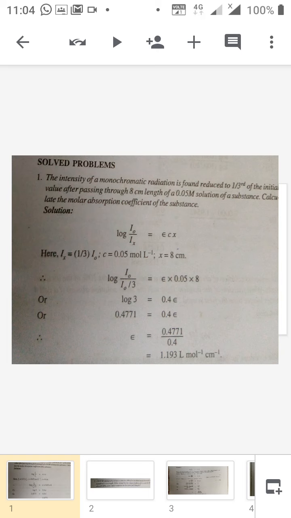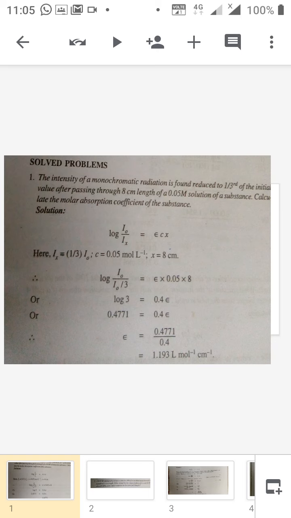So the Beer-Lambert's law in this chapter is very important, both the equation and the problems. First of all, in the question it is clearly given that the intensity of the monochromatic light is reduced to 1/3. So Ix is 1/3 of I0. And after passing the 8 cm length, L is given as 8 cm and concentration is given as 0.04 molar. And the question is we have to find out the epsilon.